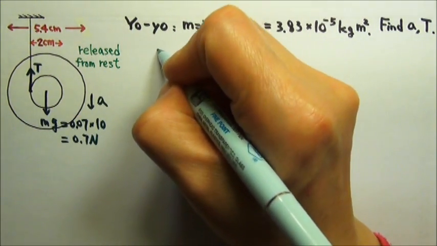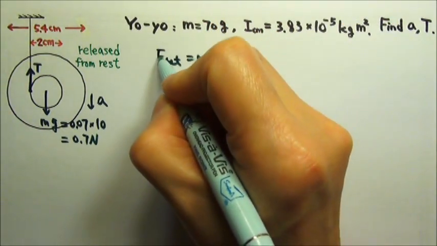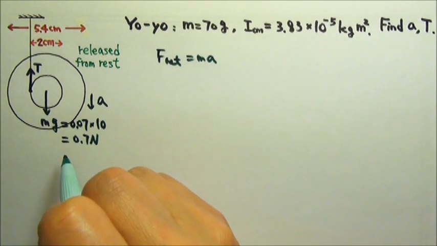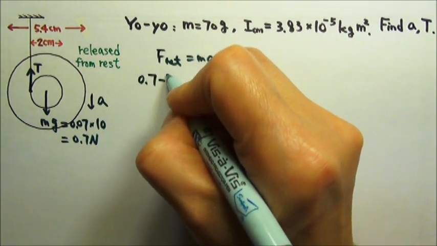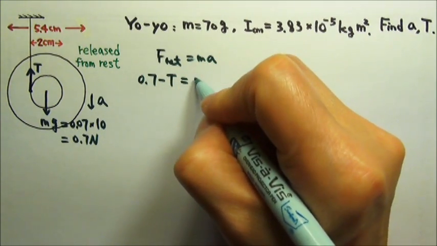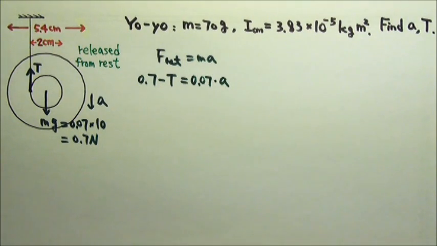Now let's write the net force equals ma. The acceleration goes down, so the downward force is bigger. So it's the downward force minus the smaller one equals m, which is 0.07, times the acceleration.